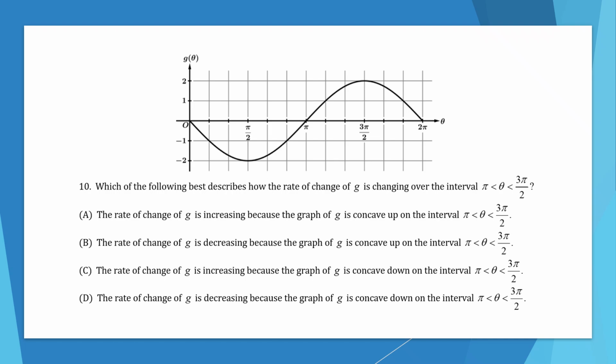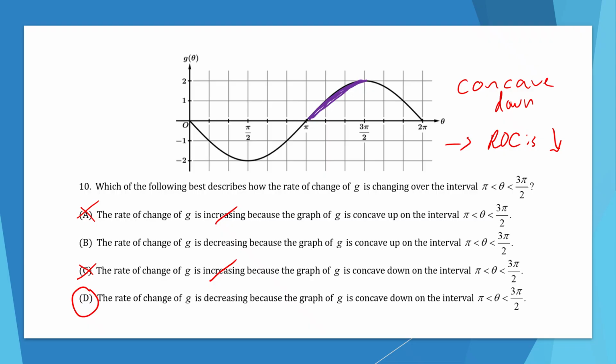All right, number 10. Which of the following best describes how the rate of change is changing from pi to 3 pi over 2? Well, let's take a look at this line here. This line is part of a concave down function, and so the rate of change, because it's concave down, should be decreasing. So taking a look at our answer choices, the rate of change is decreasing, so we can eliminate A and C. Because the graph is concave down, D is the correct answer there.